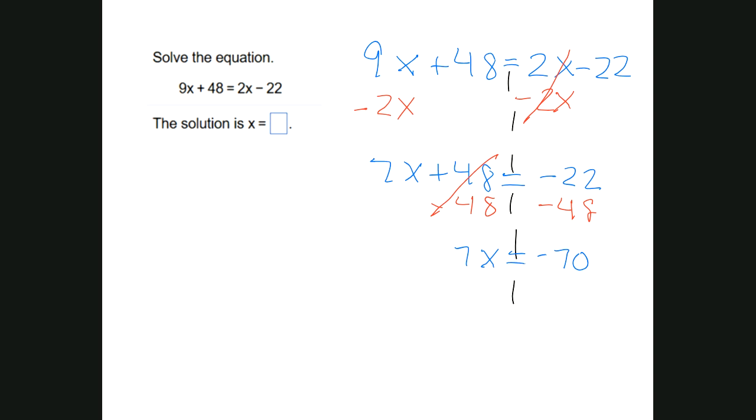If you take a look on the left-hand side here, 7x is a multiplication. The opposite of multiply is to divide. So I will divide the left-hand side by 7, and divide the right-hand side by 7. 7 divided by 7 is 1. 1 times x leaves x. Negative 70 divided by 7 is negative 10. And this is called our solution.